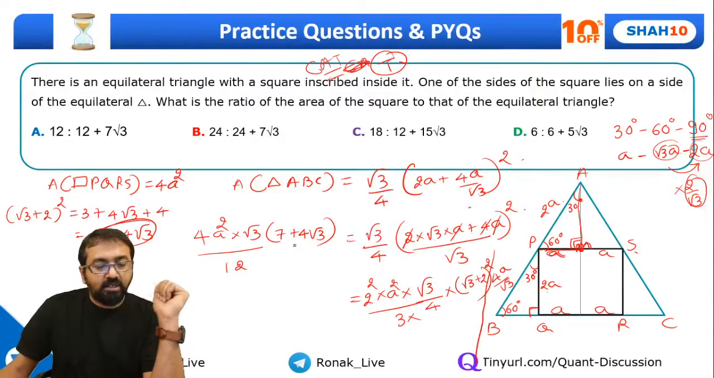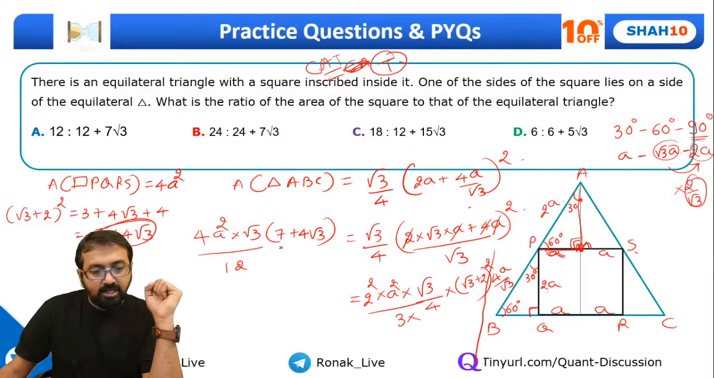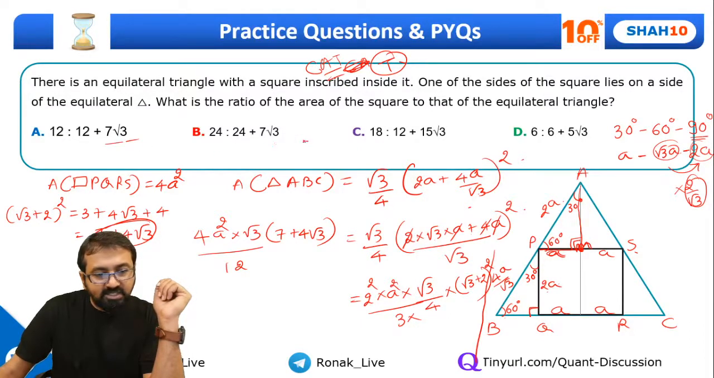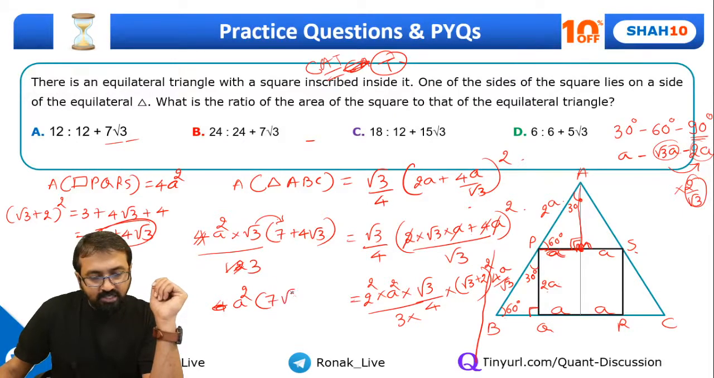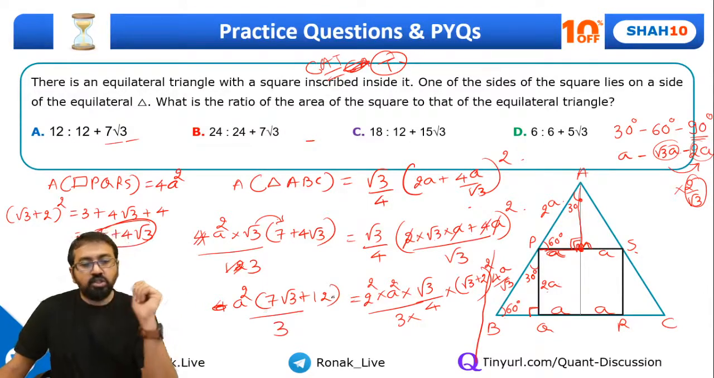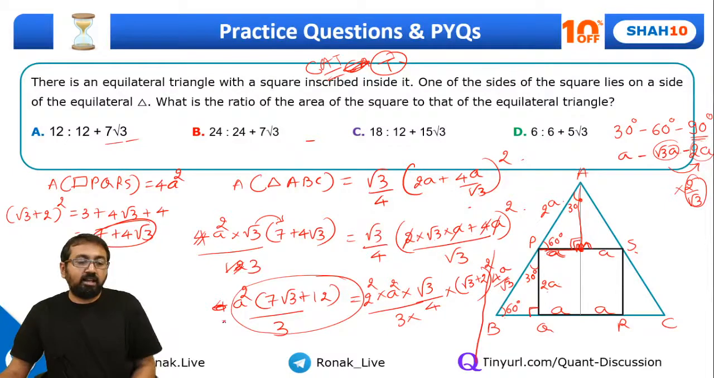Okay, fine. So now let me check with the options first. In the options, root 3 is multiplied with 7, so let's multiply this root 3 inside. So what will we get? We will get 4a square upon 12. So this 4 will get cancelled off. Can I say this will be 3? So I'll get a square in the bracket, 7 root 3 plus 4 into root 3 into root 3, it's 12, divided by 3. So this came out to be the area of the triangle.